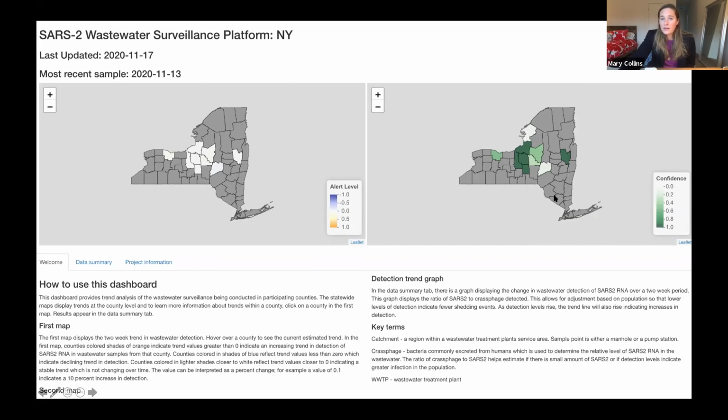And then the map on the right side here is what we're calling a confidence map. What it really is is a model fit statistic that indicates how well the model is fitting the data. If you had data points jumping around, you'd have a lower confidence value. If you have data points that are really trending in a specific way over time, then you have a high confidence value. So this is sort of a high level overview.